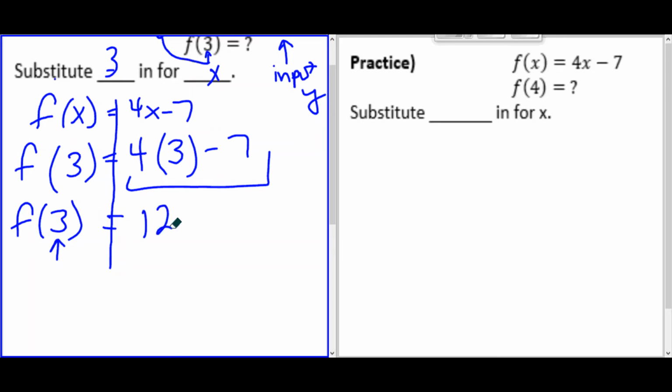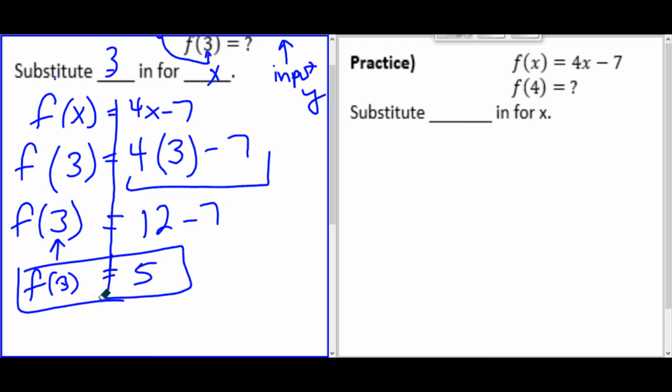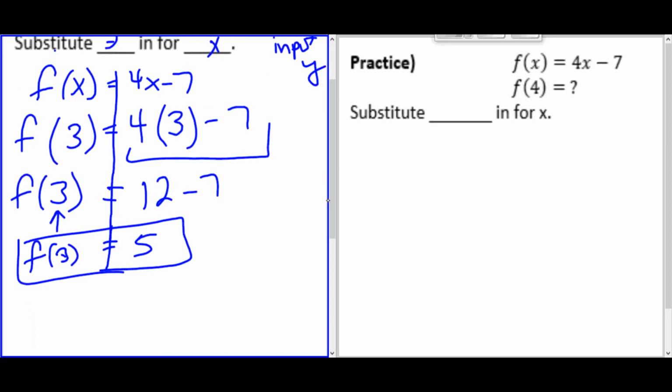So 4 times 3 gets you 12 minus 7. So that means f of 3 is 5. Now, we're not quite done. I want us to stay consistent here with what we were doing earlier. This is my x value. This is my input. That means this is my output. This is my y value. So I write my answer as an ordered pair, 3, 5.